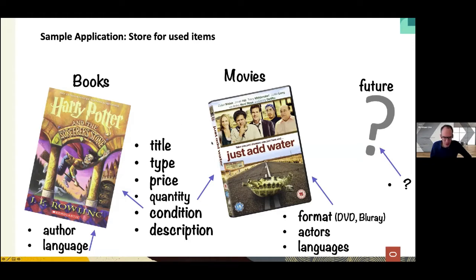And there are some properties that are true for every item. Every item we sell has a title and a price and maybe a condition because these are used items. And then there's a type, whether it's a book or a movie. But then a book has additional properties, for example, an author, and it's written in one language. Whereas for a movie, you may have a format. Is this a DVD or a Blu-ray? Let's say people are interested in actors, so we have a list of actor names there. And typically on a DVD, you can switch to multiple languages. So in contrast to the book, you don't have one language, but multiple languages.